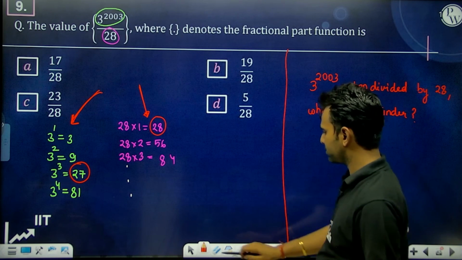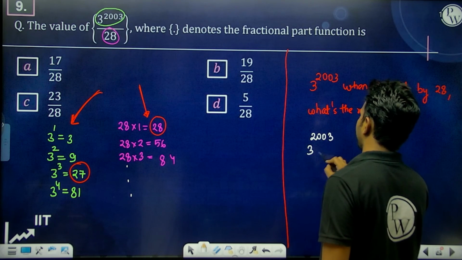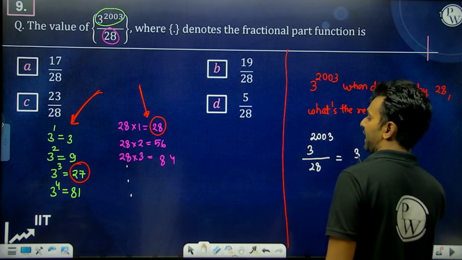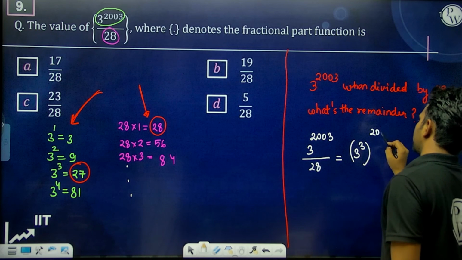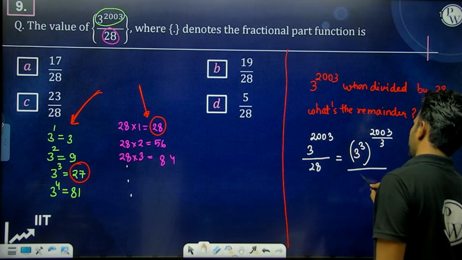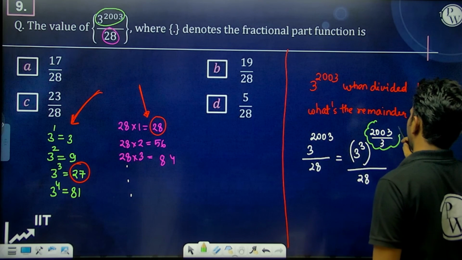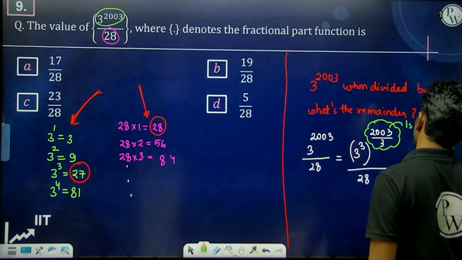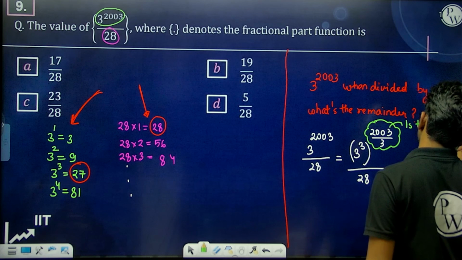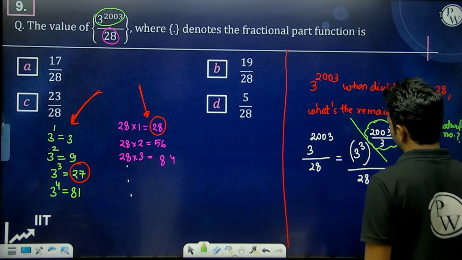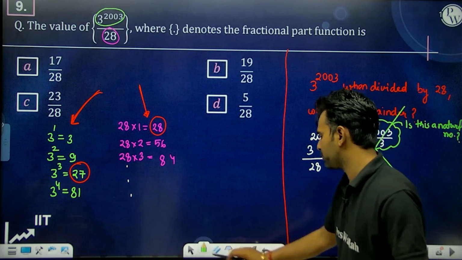So what you do is, you take this expression 3 to the power 2003 divided by 28, and you write that particular term as 3 to the power 3, that is 27. The moment you do this, you have to always notice: is this number a natural number? No. If it is not a natural number, then you will not proceed like this.